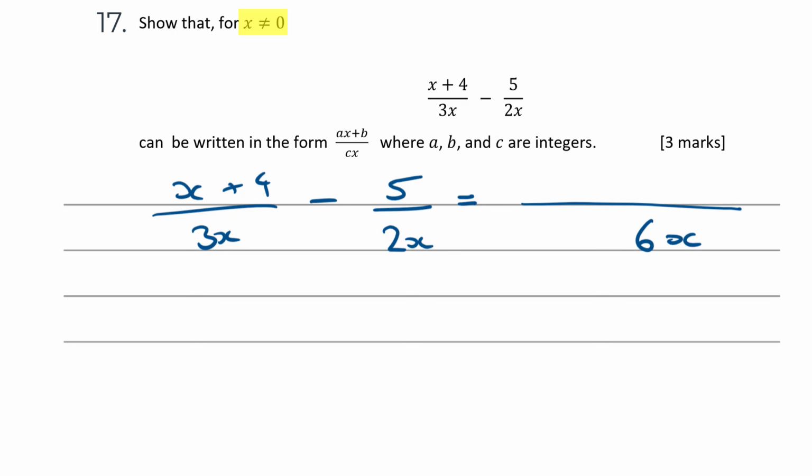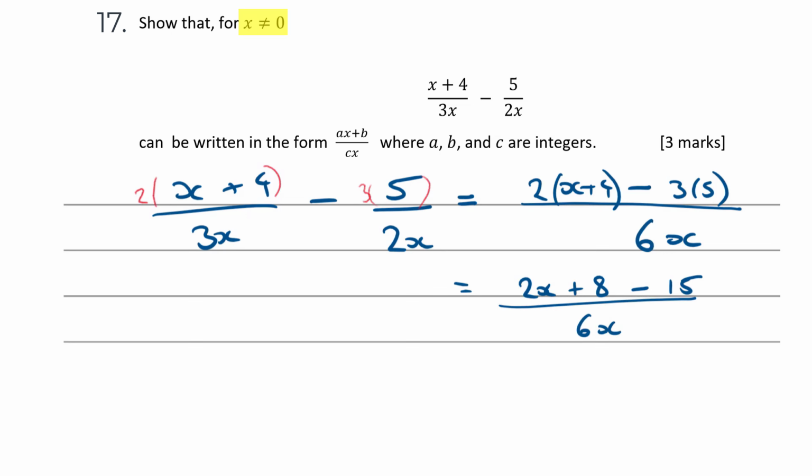So 3x goes into 6x twice, so I'm going to multiply up this one by a factor of 2 then, aren't I? So I'm going to get 2 lots of x plus 4, subtract, and my 2x goes into 6x 3 times, so I'm going to multiply this one up by a factor of 3. So that's going to be 3 lots of 5. Multiplying out the brackets on the top, 2x plus 2 lots of x plus 4 is 2x plus 8. Don't forget to multiply the 4 by 2, minus 15 all over 6x.